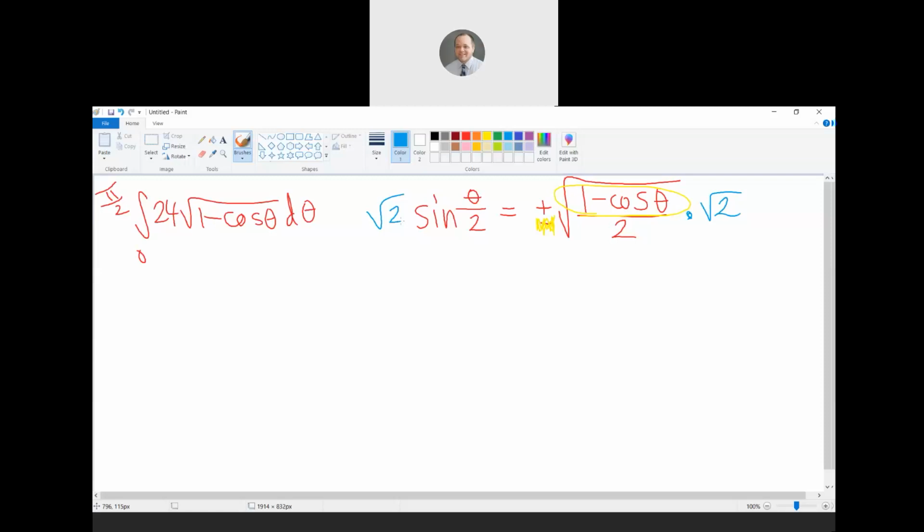On the right-hand side of our formula or identity, the square root of 2's cancel out. And we have the square root of 1 minus cosine theta by itself equal to square root of 2 times sine of theta over 2.